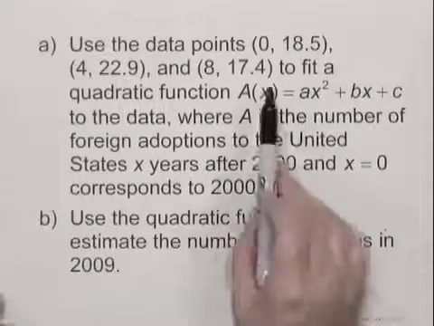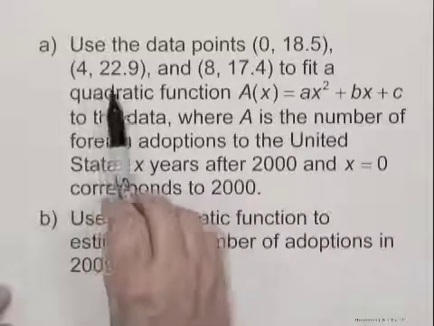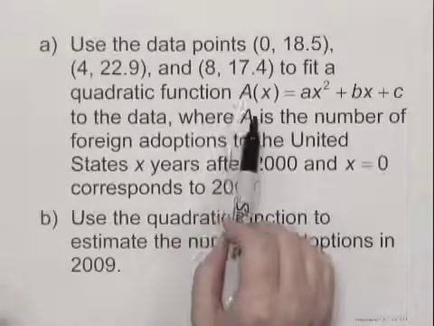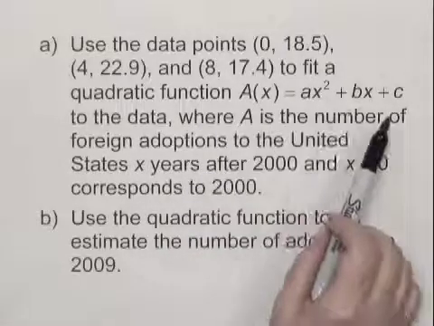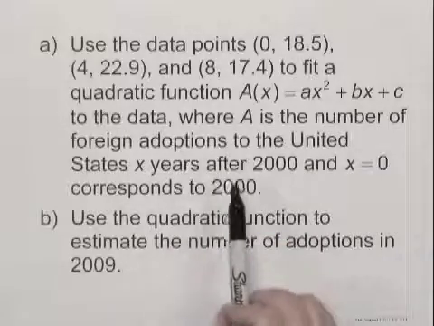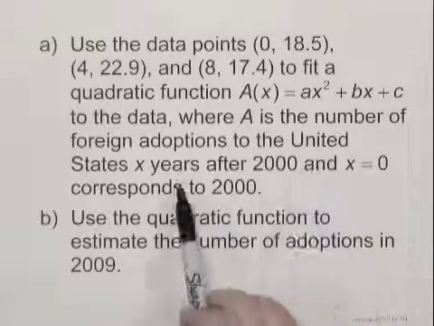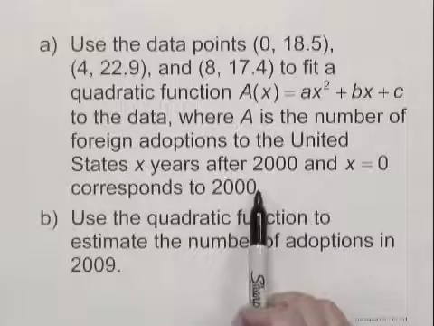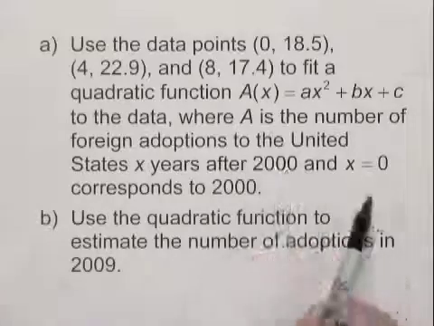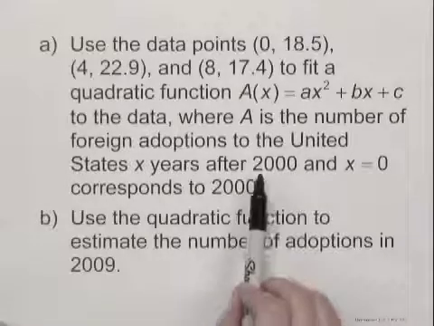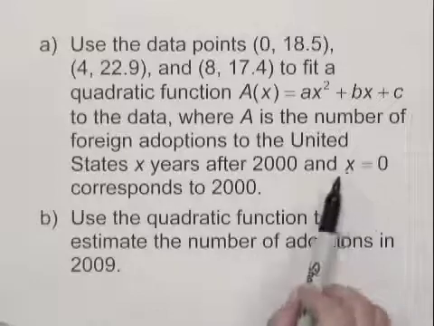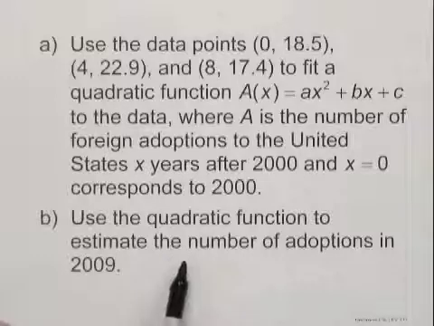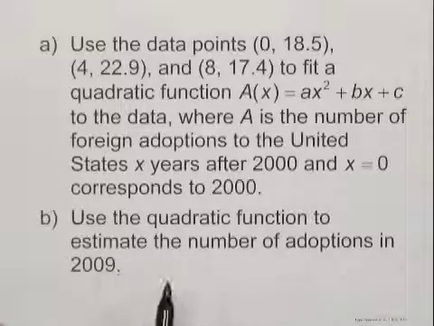Use the data points (0, 18.5), (4, 22.9), and (8, 17.4) to fit a quadratic function A(x) = ax² + bx + c to the data, where A is the number of foreign adoptions to the United States, x years after 2000, and x = 0 corresponds to 2000. Make sure we read that carefully, but in other words, we're not using the year itself, we're using the number of years since 2000 as our x value. Use the quadratic function to estimate the number of adoptions in 2009.